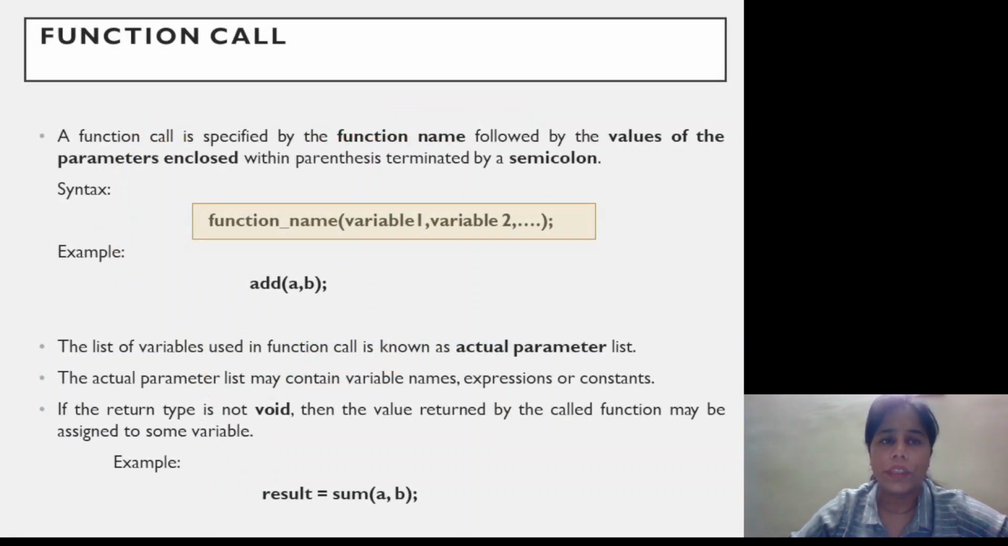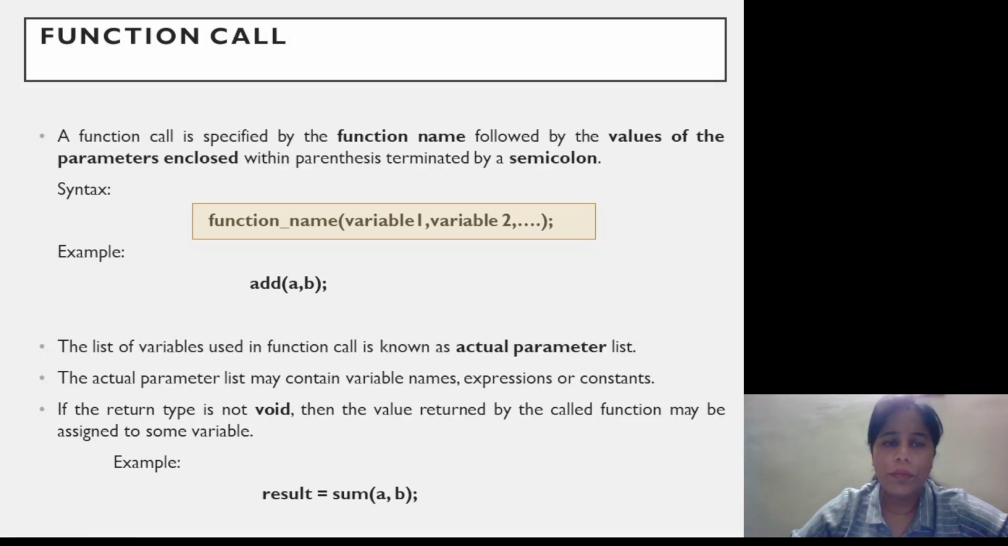Now I am coming to function call. A function call is specified by the function name followed by the values of the parameters enclosed within parentheses, terminated by a semicolon. This is the syntax for function call. First, I have to give the function name, then the list of variables, then a semicolon. For example, add, then these variable names, then a semicolon.